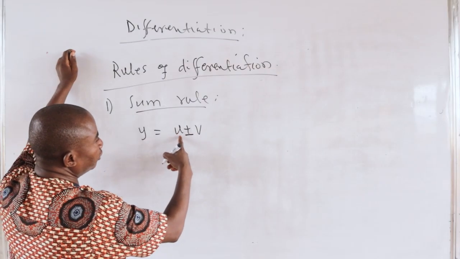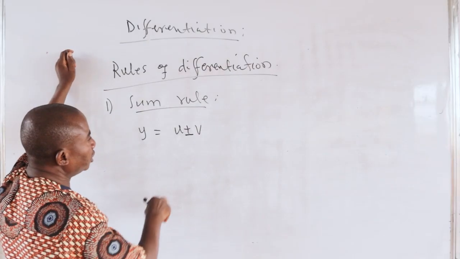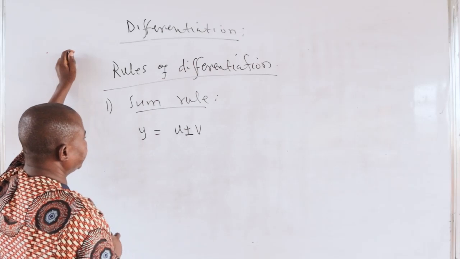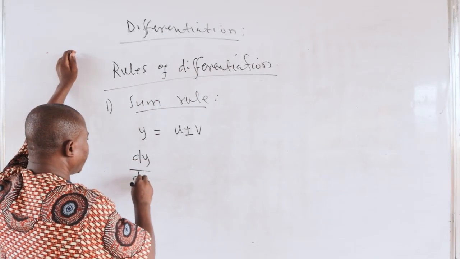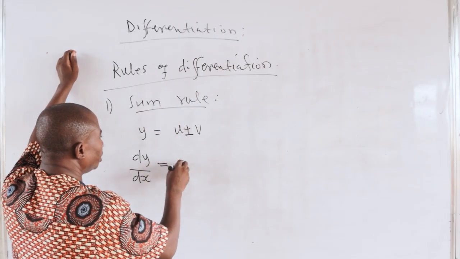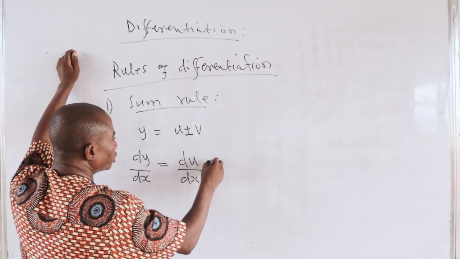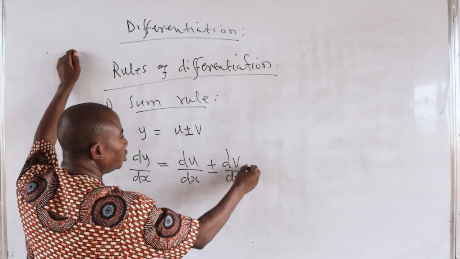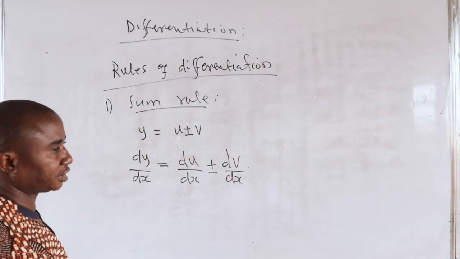So if you're not familiar with this, please go back to watch some of the videos on operations on functions. You will get used to this. Okay, so if we want to differentiate y with respect to x, this rule says this is nothing but the derivative of u with respect to x plus or minus the derivative of v with respect to x. So that is the sum rule for differentiation.